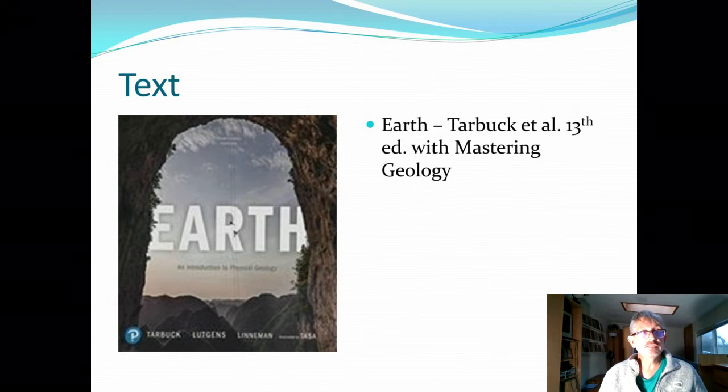One of the easiest things to do is just when you get into Canvas, and I'm going to show you this in just a second, you can go in to Mastering Geology and sign up. The Highline Bookstore does have physical copies of the book if you prefer, but you don't need it as long as you have access to the electronic text and are registered with Mastering Geology.